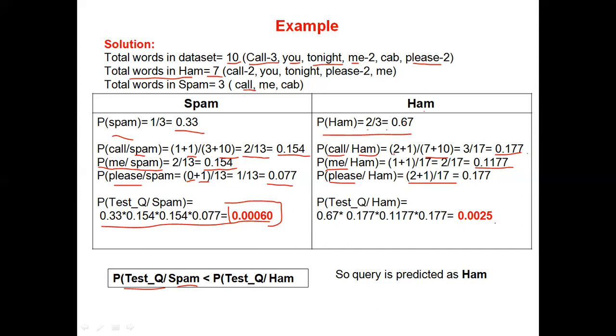0.0025. So if you observe, my probability of the query for the given class label spam is less than the probability of the query for the given ham class, right? So for the ham class my probability is maximum, and that's why my query is predicted as ham here. I hope, students, you are clear with the solution.